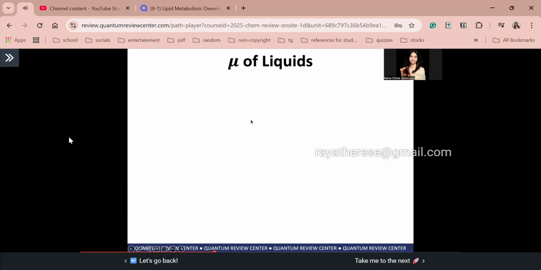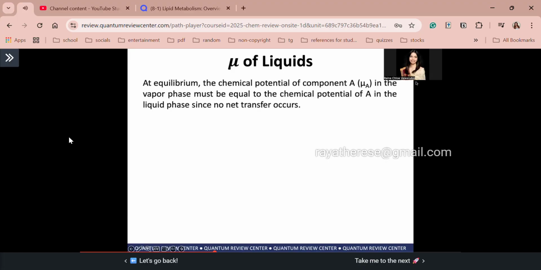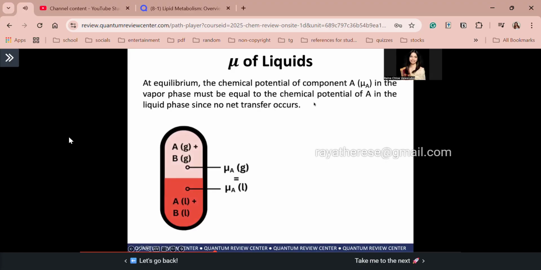Let's proceed. So this time, let's determine the chemical potential of liquids, okay? So at equilibrium, the chemical potential of component A, mu A, in the vapor phase must be equal to the chemical potential of A in the liquid phase. Di ba? Let's say guys have two phases, okay? Ang chemical potential ni A in the gas phase and liquid phase must be equal at equilibrium kasi walang nangyayaring net transfer, okay? So sinasabi lang dito guys, there's no net change between the liquid and vapor phase, okay?